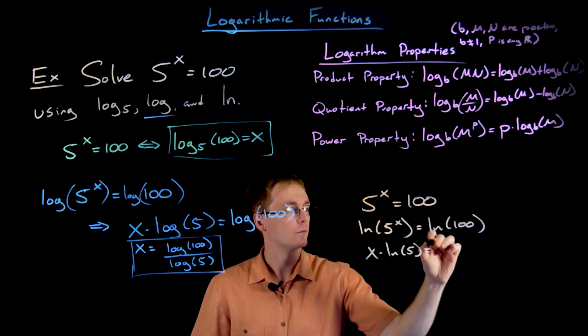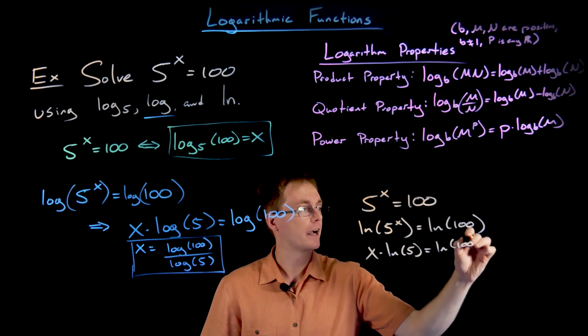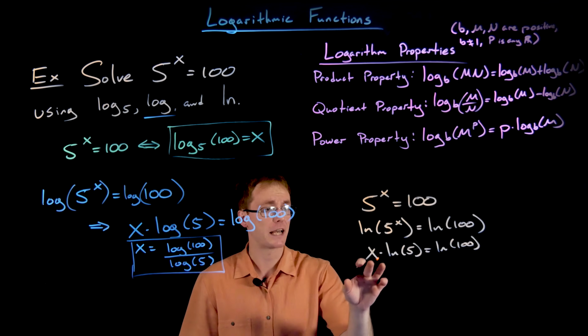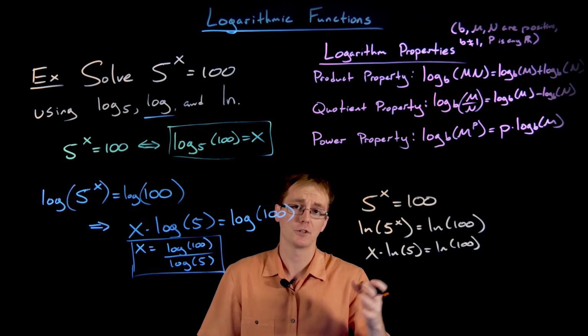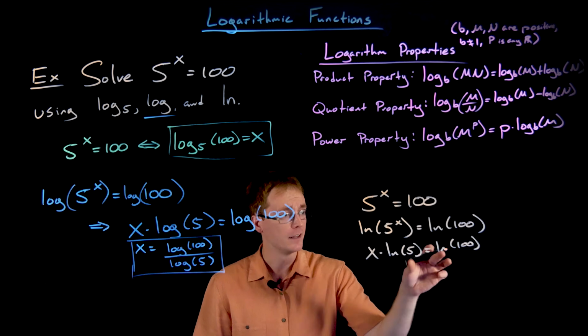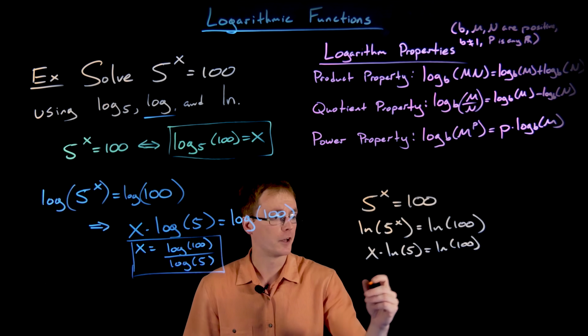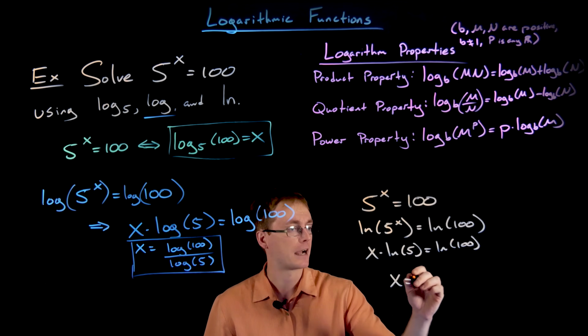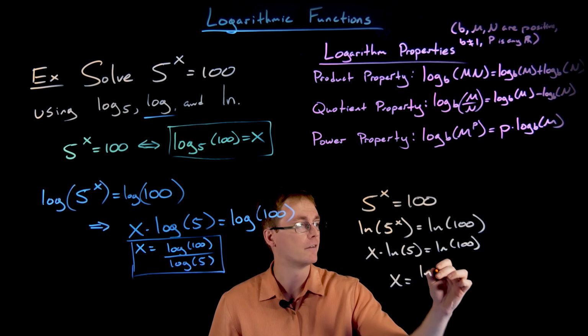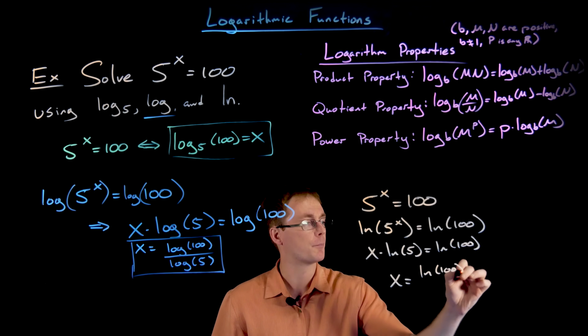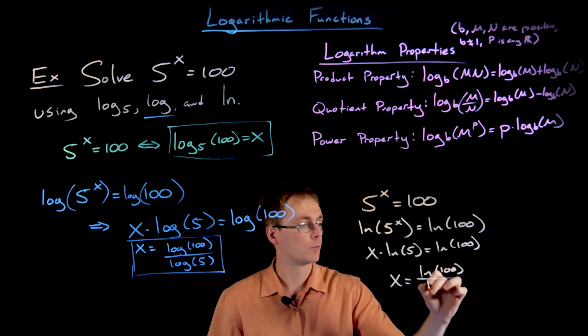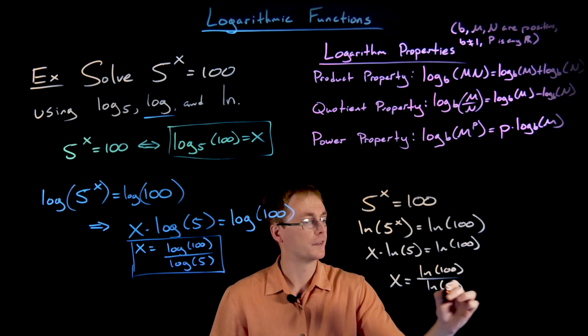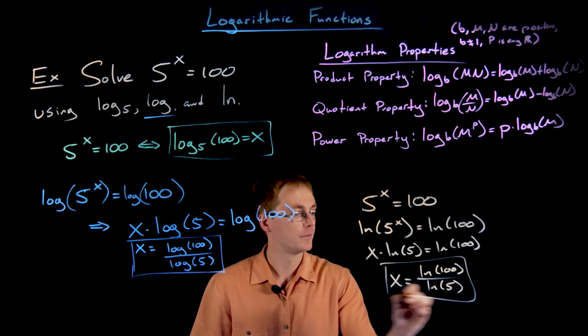And so we're using that again on the left-hand side here. Our left-hand side becomes x times this number, which is given by the natural log of 5. That's equal to the natural log of 100. And now we can solve for x just by dividing that factor of the natural log of 5 away. And what we end up with is the natural log of 100 over the natural log of 5.